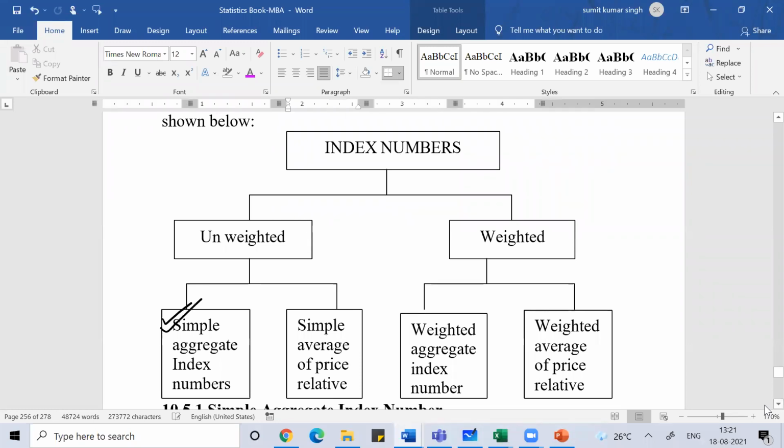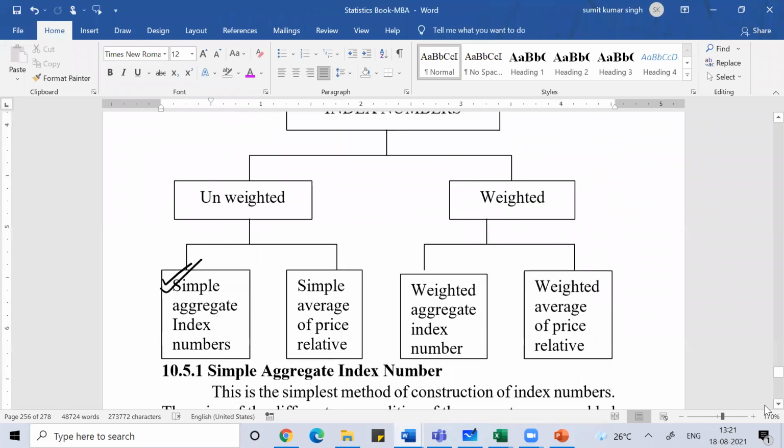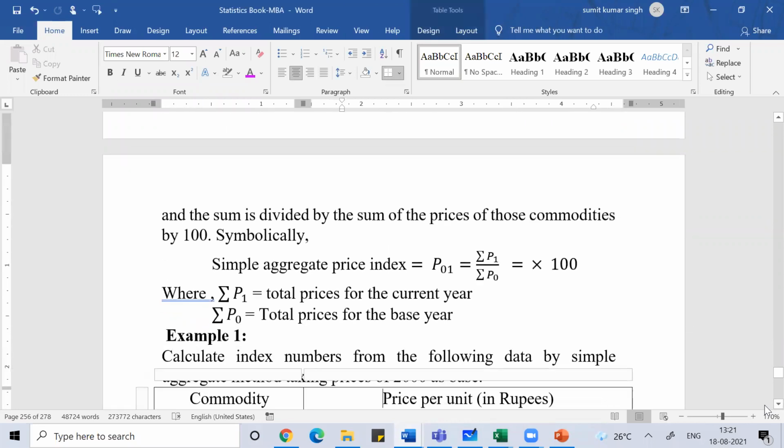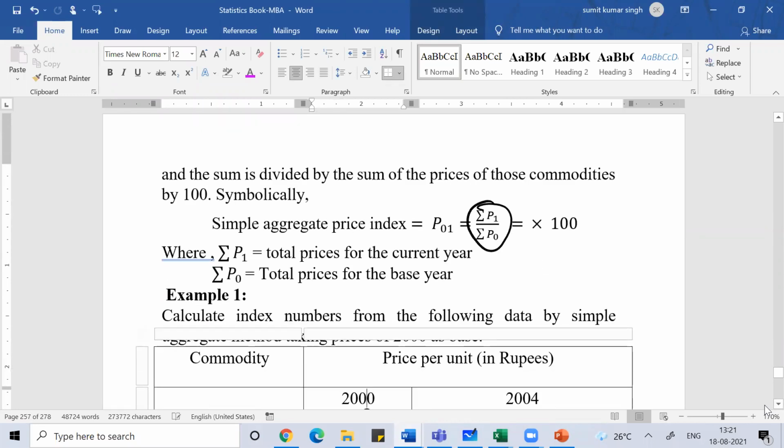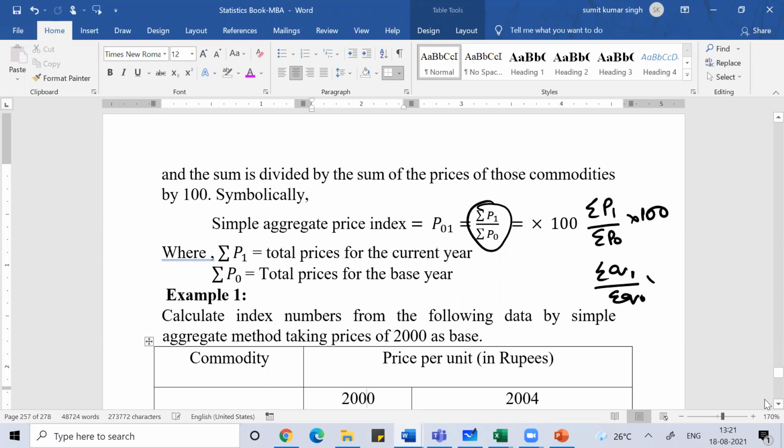You know the formula of the simple aggregate method. If I talk about price index number, the formula for the simple aggregate method will be sum of P1 by sum of P naught into 100. This is price index number. Imagine if you were using quantity index number, then your formula would be sum of Q1 by sum of Q naught into 100, where P1 is the price for the present year, P naught is the price for the base year. You are getting it right. So if you use the simple aggregate method, this will be your formula.